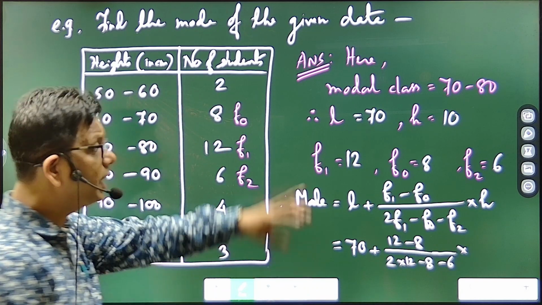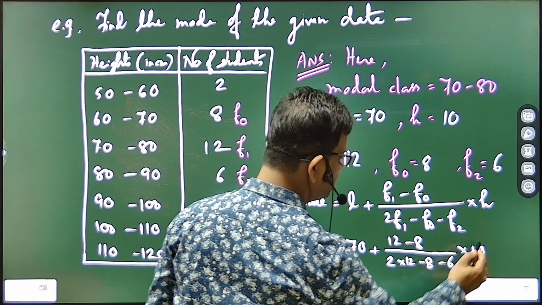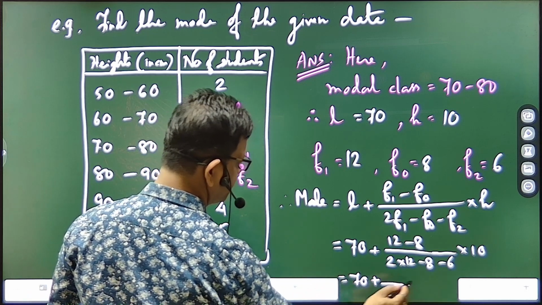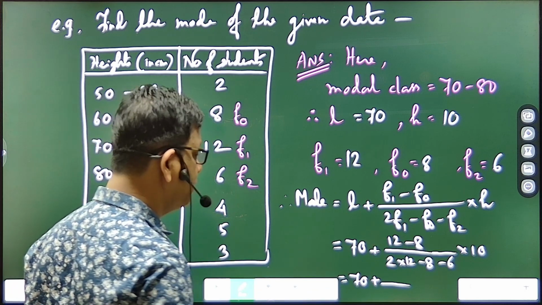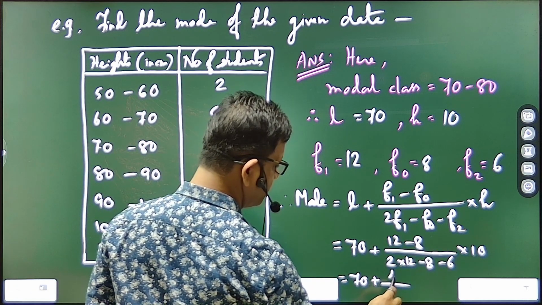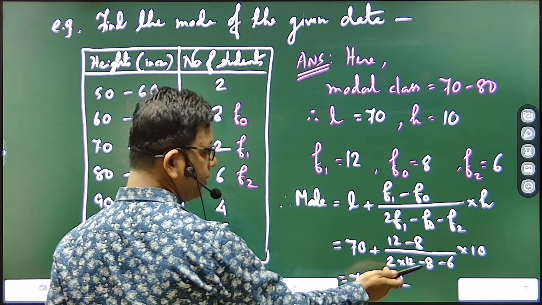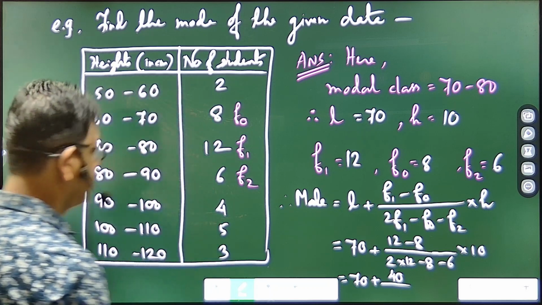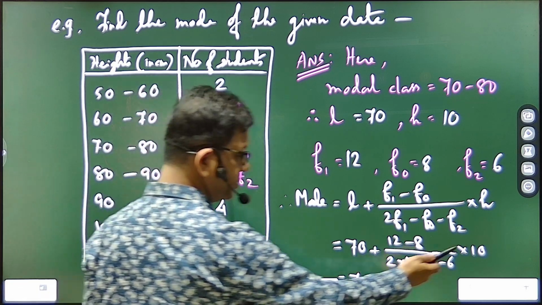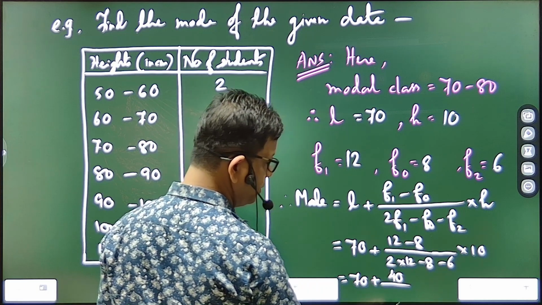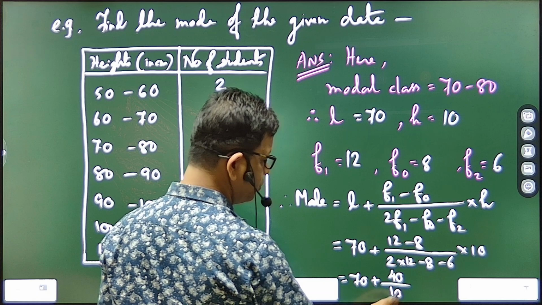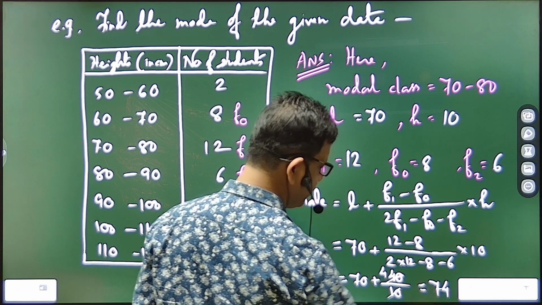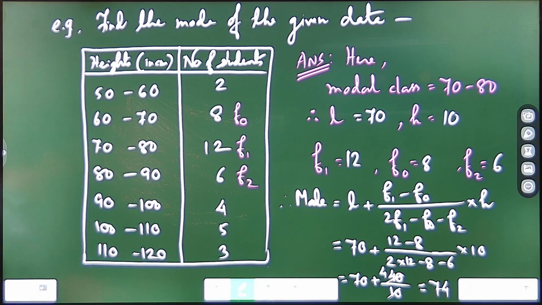What is h? The class size. How much was it? 10, right? Now just the calculation is left. I'll do one more line and you will complete the next. 70 plus, 12 minus 8 is 4. 4 tens are 40. Then here, 2 into 12 is 24, minus 8 minus 6, that is 14. So 24 minus 14 is how much? 10. So if you cancel, how much will be left? 70 plus 4, 74. Getting it? Now 74 is the answer, right?